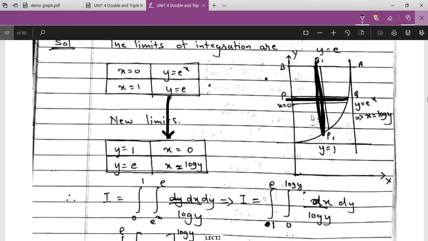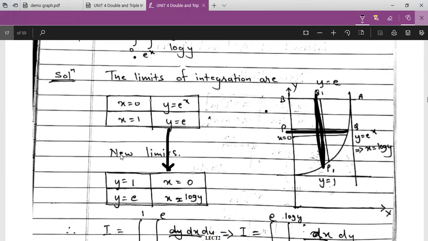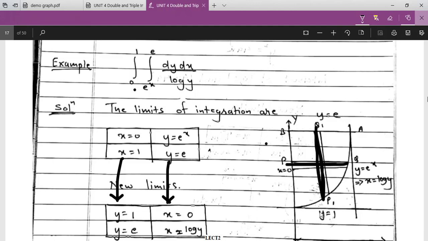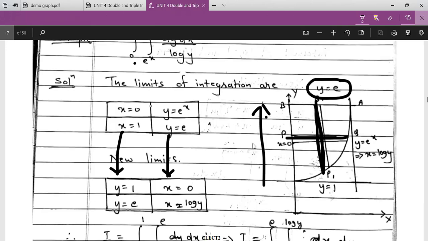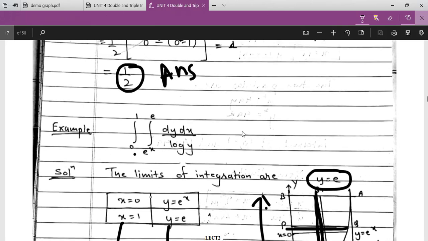So the new limits will be, see here, if I draw this horizontal strip, x will be ranging from 0 to x equal to log y. Now what will happen to y? So obviously y will be ranging from, that is y is at a distance, right? So y is from y equal to 1 to y equal to e, here it is at a distance e, right? And you should always have the habit of drawing a rough sketch, fine.